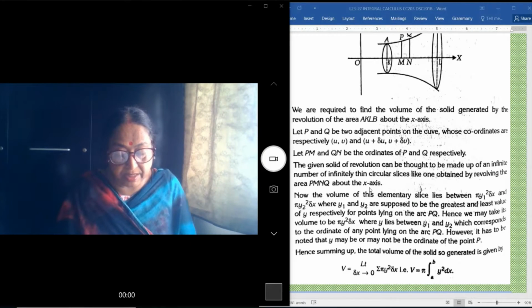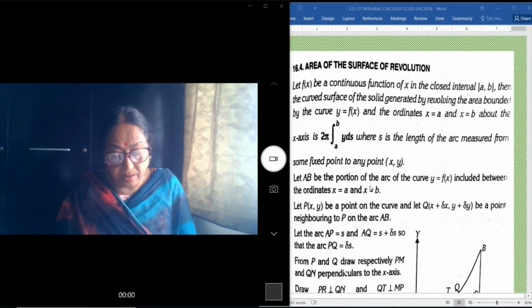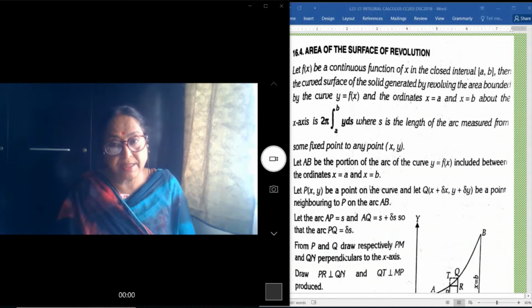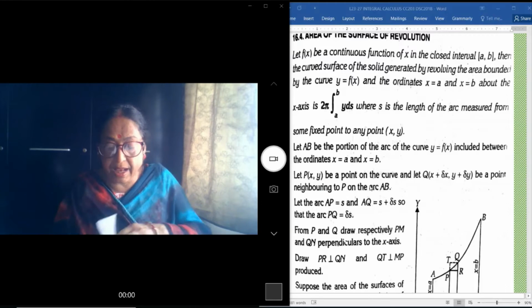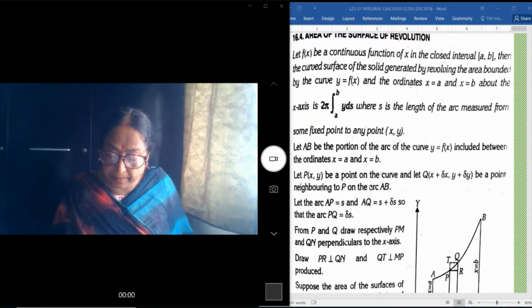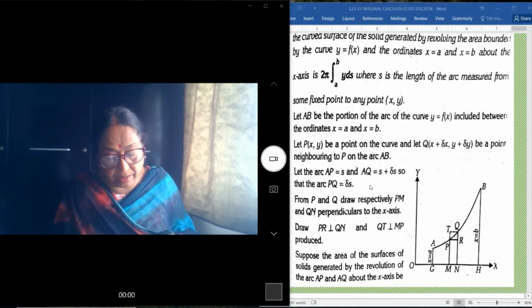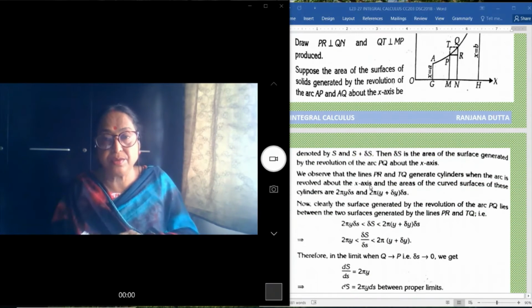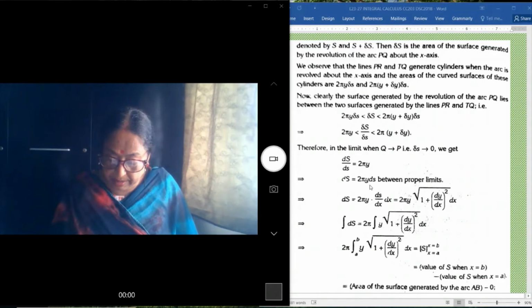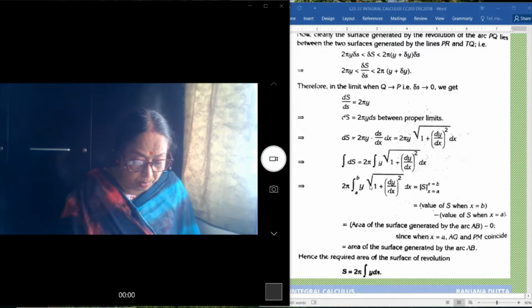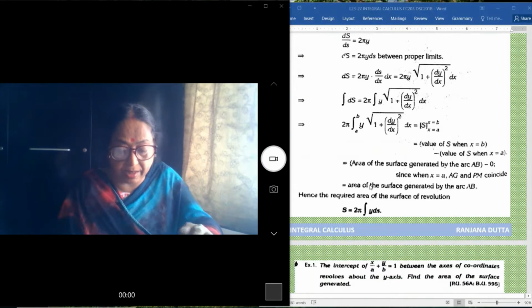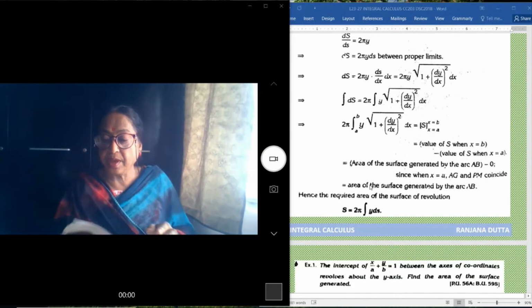Now the surface area can be written as 2 pi y ds. The limit for s is a to b. Another one is 2 pi x ds, and similarly 2 pi y dx and 2 pi x dy, with the corresponding limits.